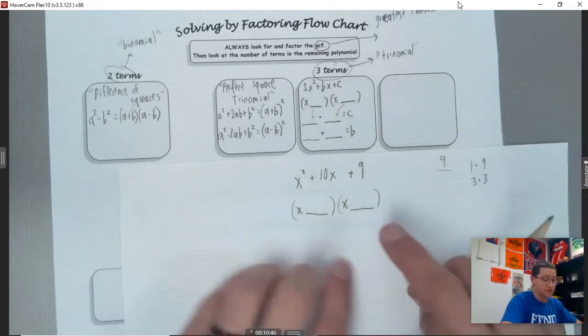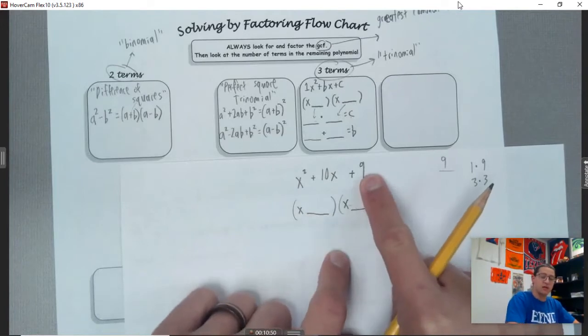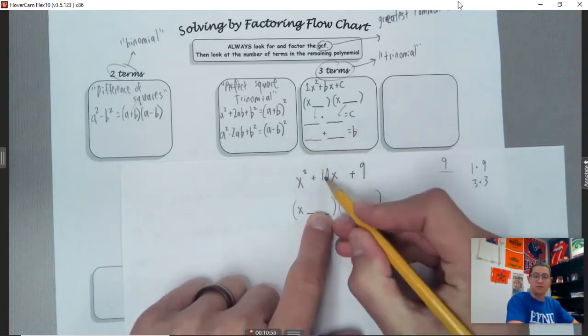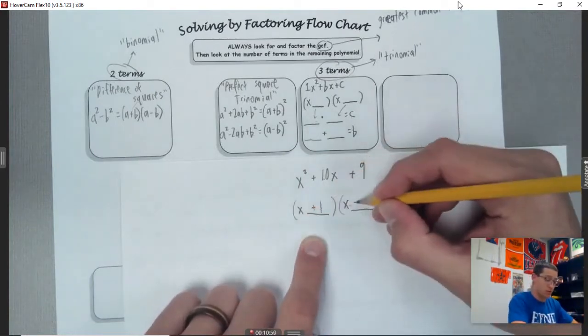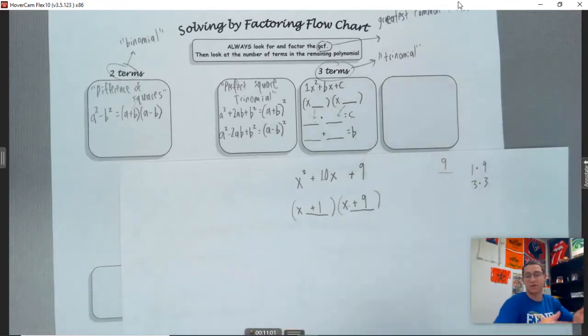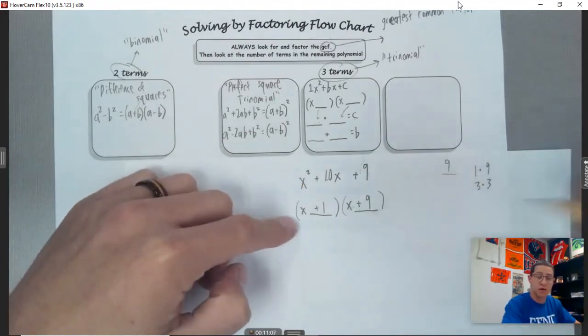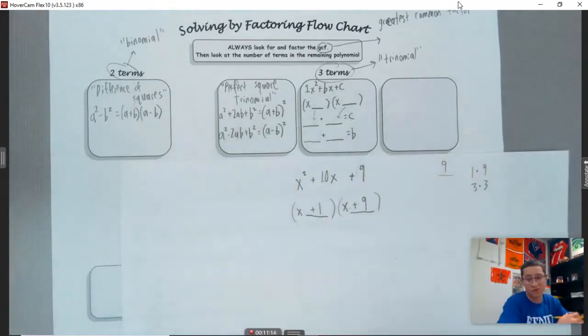So in this particular example, let's try the 3 times 3. 3 times 3 does equal 9, but 3 plus 3 does not get me my b, which is 10. So this particular one is plus 1 and plus 9, and that's the factored version. Again, you're going from a trinomial to the factored version, and the factored version has huge advantages for us at times. Sometimes we want it in this form, sometimes in that form. It just depends on the type of problem.